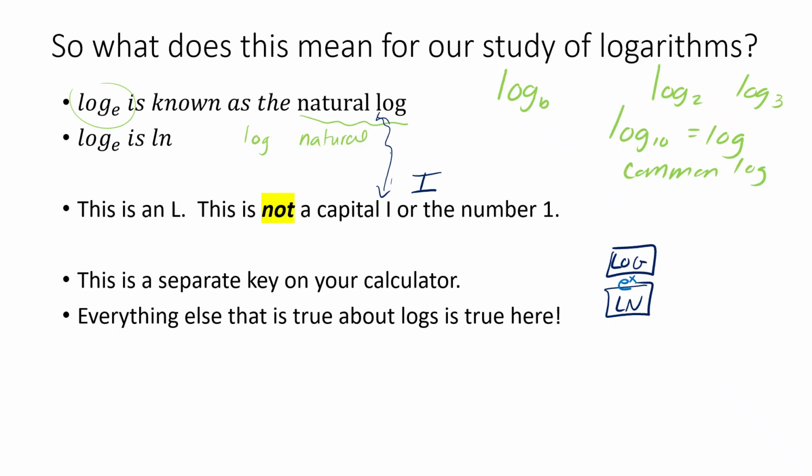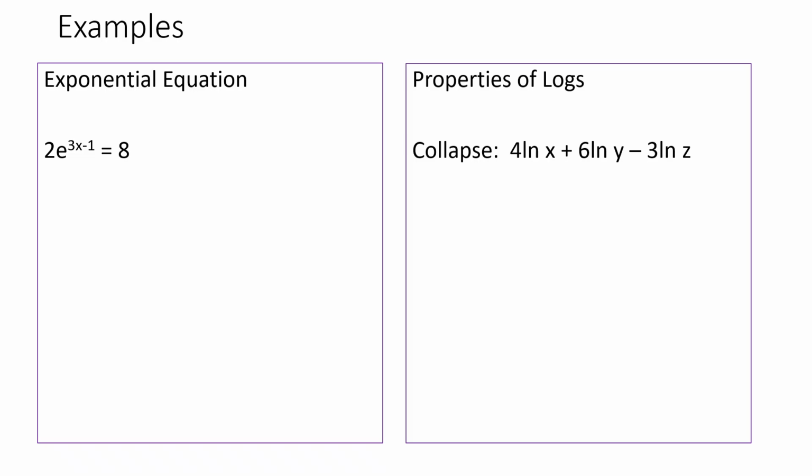If you're using Desmos, you can just type in the letters LN, and that would be fine. You can go into a menu and find it too, but you can just type in the letters LN. So this gets to the examples, because there really isn't anything new in terms of how any of this stuff is executed. It's just you might see an E or you might see an ln. So if you were asked to solve an exponential equation, you would do this the same way you would do any of them.